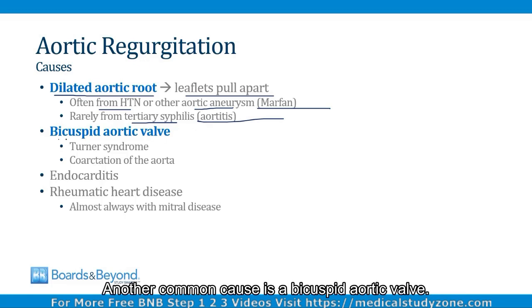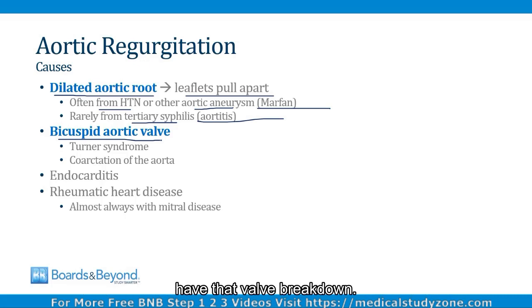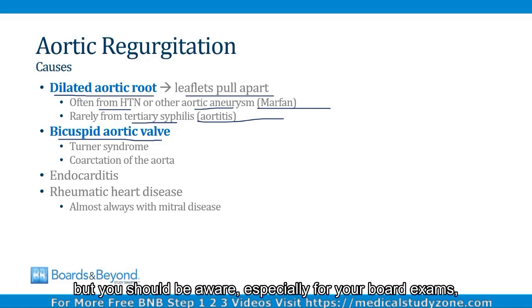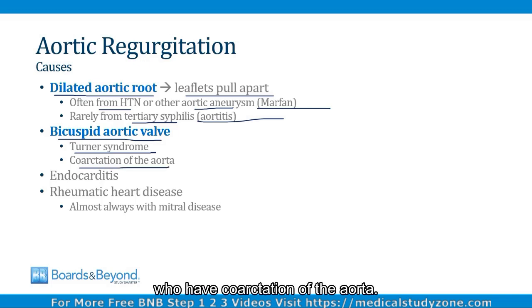Another common cause is a bicuspid aortic valve. So we talked earlier about how patients with bicuspid aortic valves have that valve break down. This can lead to aortic stenosis, but it can also lead to aortic regurgitation. And many people have an isolated bicuspid aortic valve, but you should be aware, especially for your board exams, that bicuspid aortic valves are more common among patients who have Turner syndrome. They're also more common among patients who have coarctation of the aorta.